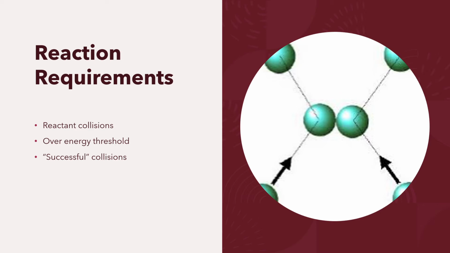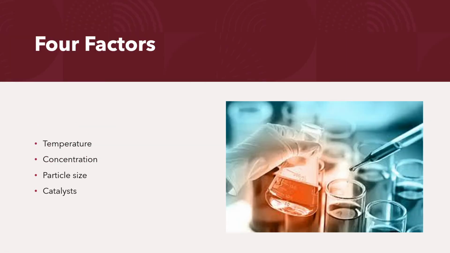For that to occur, there needs to be a certain amount of energy that both particles contain. So the person being tackled and the person doing the tackling both need to collide with a certain amount of energy. And that's what we will call a successful collision. And in order for a reaction to occur, that's what we need. So there are a few factors that affect this rate of successful collisions, because essentially the rate of reaction is how many successful collisions we can get and how quickly we can get them.